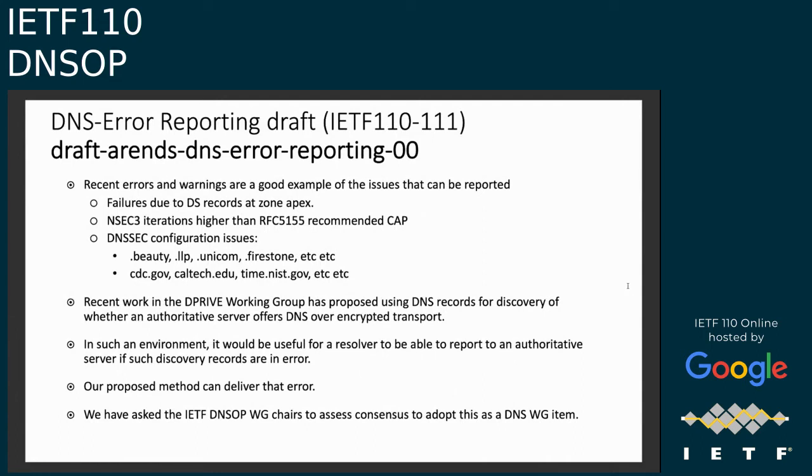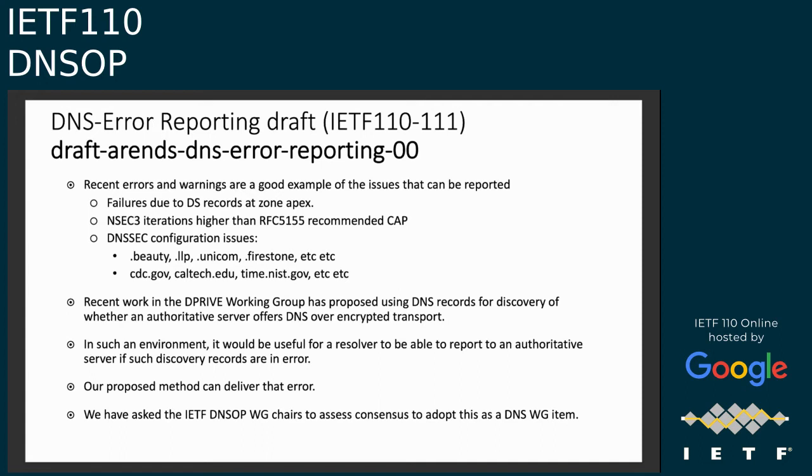So a few things happened in the last couple of weeks. I noticed some issues with DS records at the zone apex. I never thought that this was implementable, but actually you see it happen. So this is a failure that could potentially be reported. Wes spoke earlier about NSEC3 iterations higher than the cap that's recommended in RFC 5155, or to potentially lower that cap and go with SERVFAIL. This SERVFAIL can then be reported with a signal that's in DNS Error Reporting.